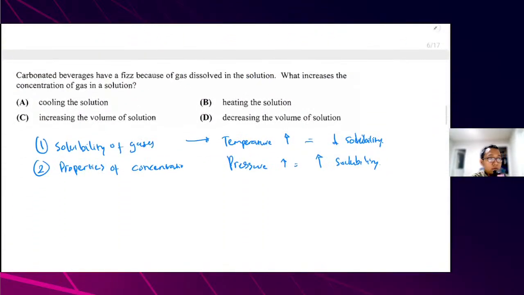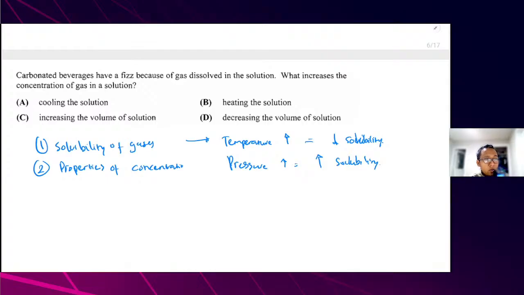Like the soda can, right? If we increase the pressure, it will increase the solubility. It will go boom. If we increase the temperature, the solubility will decrease. According to Henry's law, the solubility of a gas in a liquid is directly proportional to the pressure of the gas and inversely related to temperature.